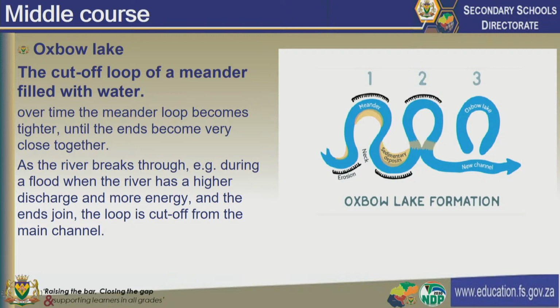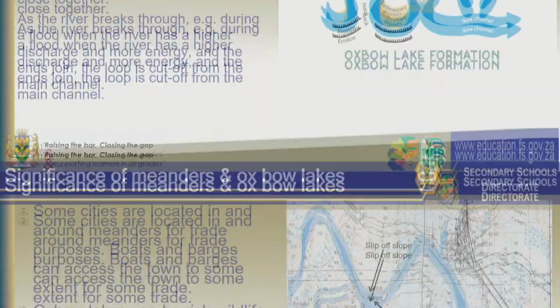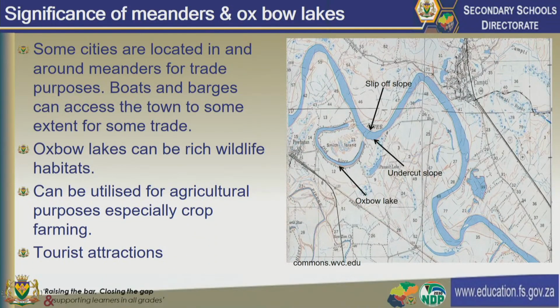You are going to say it's a cut-off loop of a meander that is filled with water. Over time, the oxbow lake will lose water, and then we're going to be left with what we call a meander scar. Very importantly, grade 12s. Now let's move on and see what we have, because we have now the importance of these landforms, the meanders and the oxbow lakes.